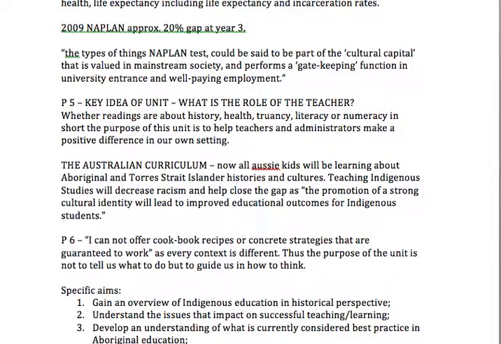so better educational outcomes for the Indigenous kids. So they've got a strong cultural identity. So two perks there for the inclusion of Aboriginal studies in the Australian curriculum.